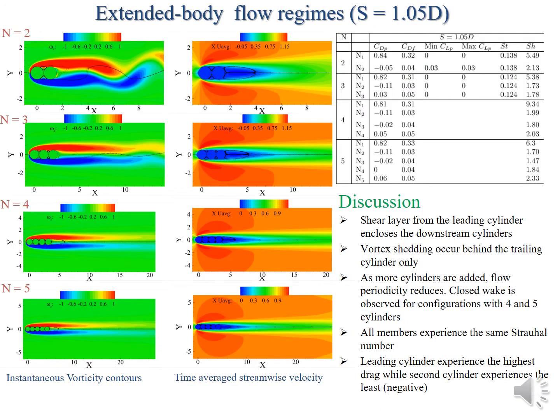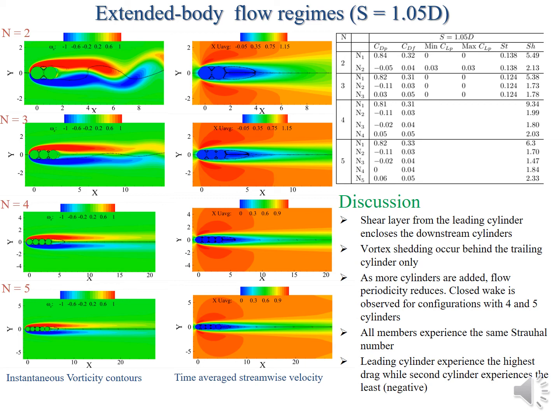Okay. So let's look at the flow characteristics for these ones. If we look at the drag coefficient and the Strouhal number, we find that the Strouhal number for all the members in the group is the same, and that goes without saying because we have only one vortex shedding, which is behind the rear cylinder.